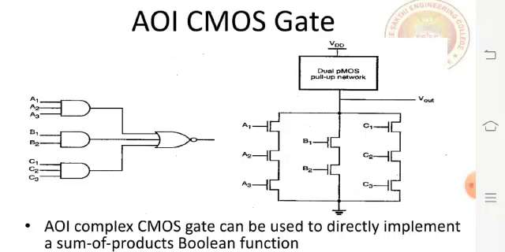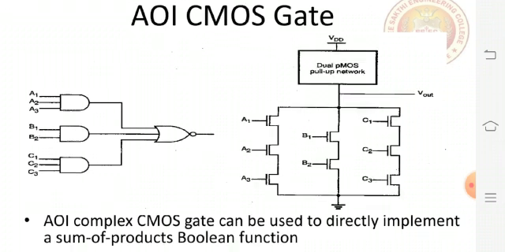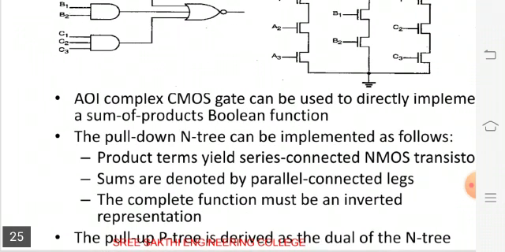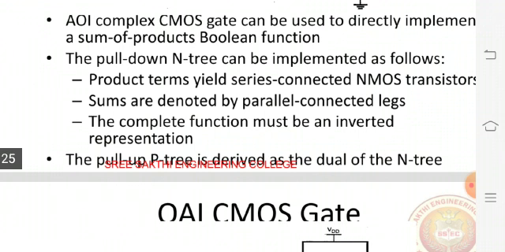Next one is the CMOS gate. An AOI complex CMOS gate can be constructed to directly implement a sum of products Boolean expression. So AND, then OR and a bubble. The same thing can be obtained here. The pull down network can be implemented as follows. Product terms yield series connected NMOS transistors. Sums are denoted by parallel connected legs. The complement function must be an inverted representation. The pull up tree is derived as the dual.